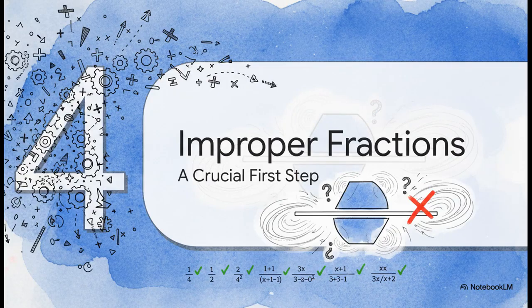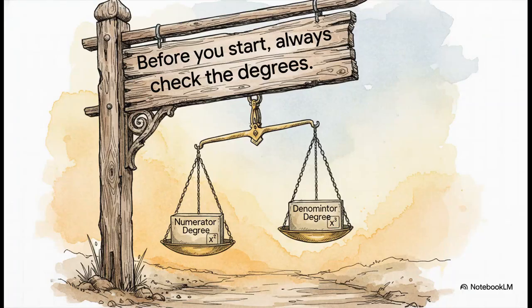Now, before you run off and use this for everything, there is one really important catch, a condition that has to be met. All of this only works if our fraction is what we call proper. If it's improper, we have to do an extra step first, and you can't forget it. And I mean this. This is a huge warning sign. Before you start any of this, you must look at the degrees of the polynomials on the top and bottom. This is easily the #1 mistake people make with these problems.